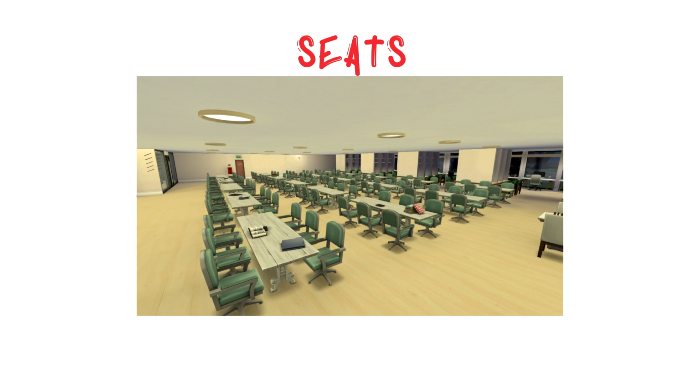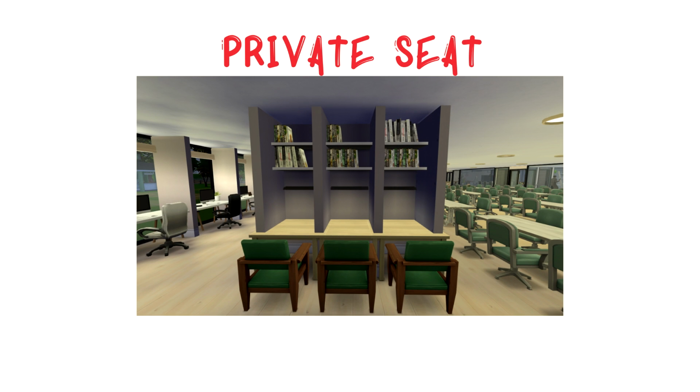Seats. This area is more required by users, so we decided to add more seats for supporting several users with wider tables and more comfortable chairs. Private seat. This is for users who come alone and want more privacy. We add flaps to separate each table and add light to support reading.